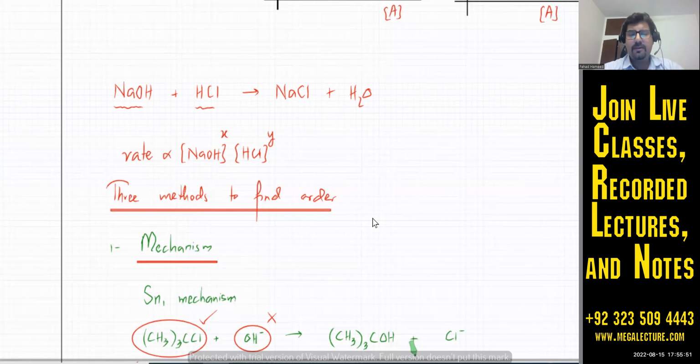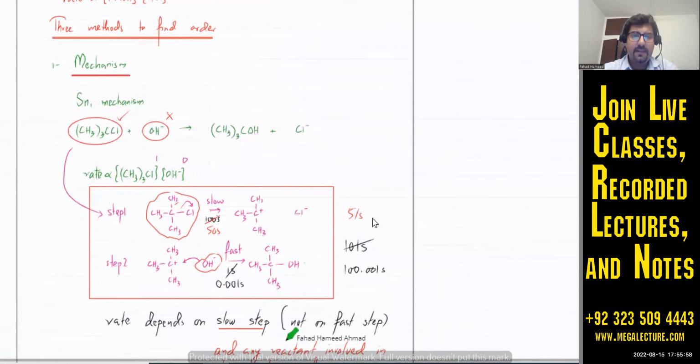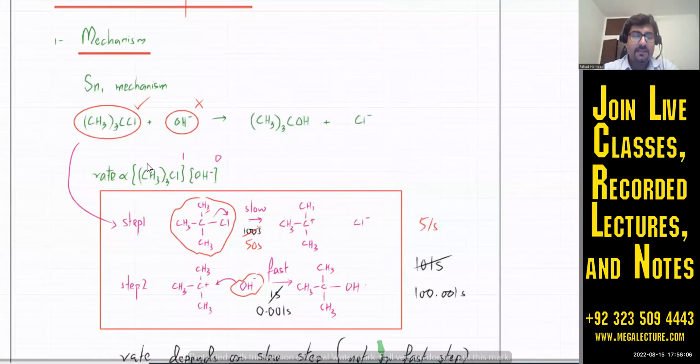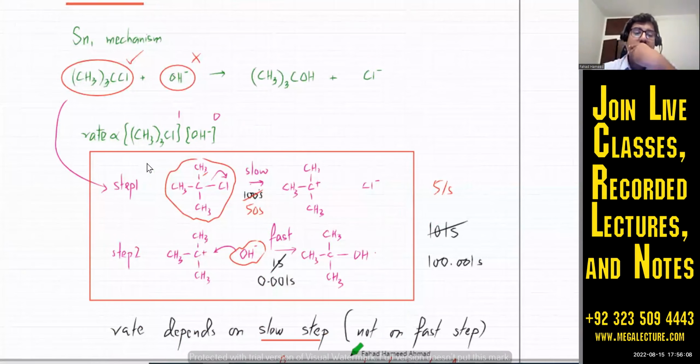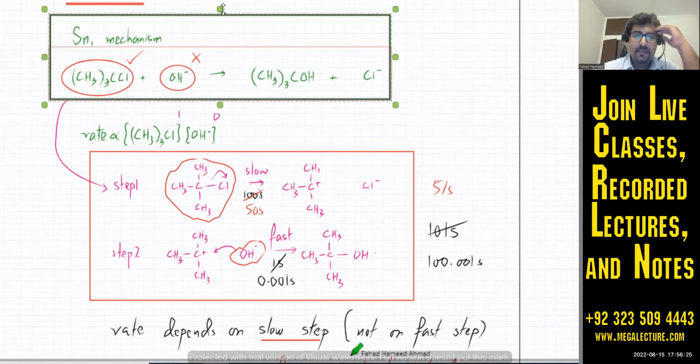I talked about how we figure out the order of a reaction. There were 3 methods to find out the order. The first one depended on the mechanism of the reaction. We did this last time, and we're going to start over here. If you know what the mechanism is, now this over here is the overall reaction. The overall reaction does not tell you what the steps are.